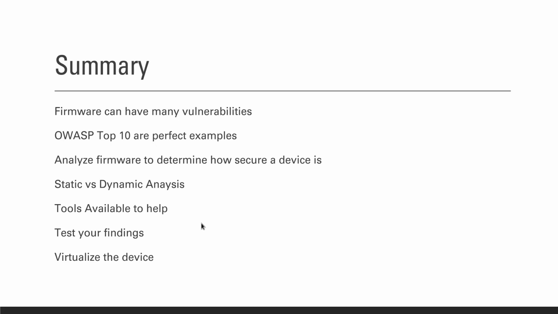We talked about the OWASP top 10. Those are perfect examples of what we're looking for. We talked a little bit about static versus dynamic analysis and some of the different tools available to us. We talked about why we want to test our findings. And then finally, we talked about virtualizing the device. So again, really my goal in doing this presentation was hopefully just to give you a quick glimpse into IoT firmware analysis, give you a quick rundown on how it's done, show you some of the tools that are available in the lab. We'll expand upon this.